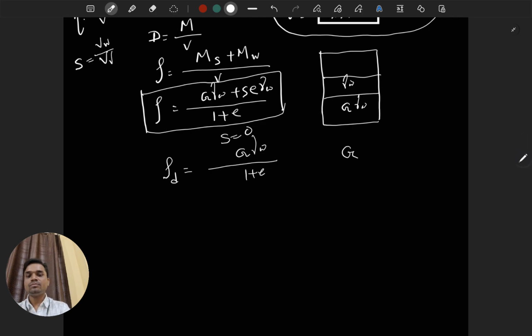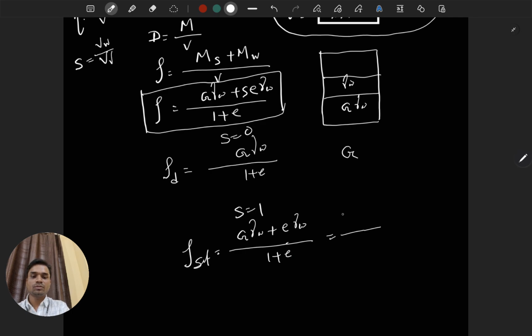Okay, if it is fully saturated, then S equal to 1, then rho saturated is equal to what? (G plus e) rho W by 1 plus e. What we can write? G plus e rho W by 1 plus e is completed. You get rho saturated, dry density, everything. Then rho submerged is rho saturated minus rho W.